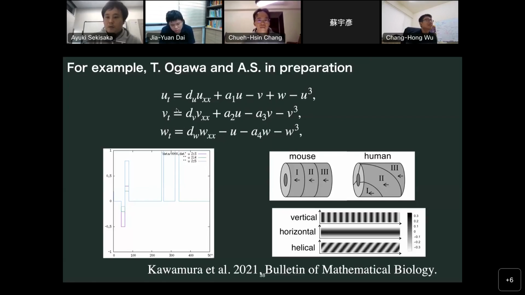I see. Thank you. Yeah, because it's a three component system, I'm curious. It should be really difficult to study stability. Yeah, so difficult. Okay. Thank you. No, thank you.